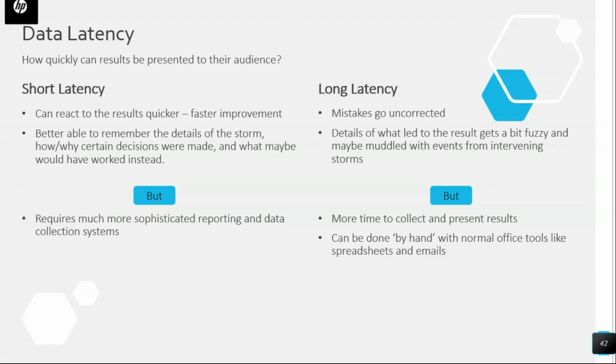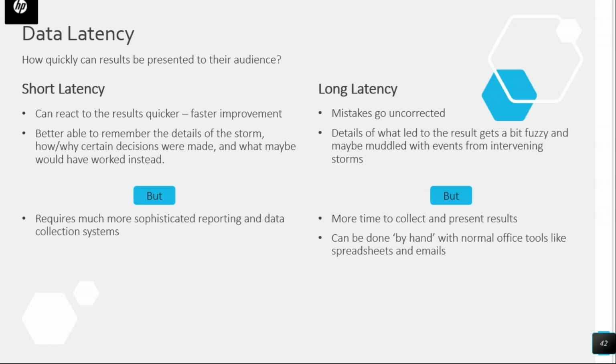However, the longer you let something set, the longer it can be that a mistake will go uncorrected. So it could be that if something went wrong this storm and then it was a couple weeks before you got the results back, and meanwhile there was a couple other storms that came through, it's pretty likely that those same things that happened are going to happen in those intervening storms. And so it can take a long time for a mistake to go uncorrected, particularly if all of your metrics come out at the end of the year.